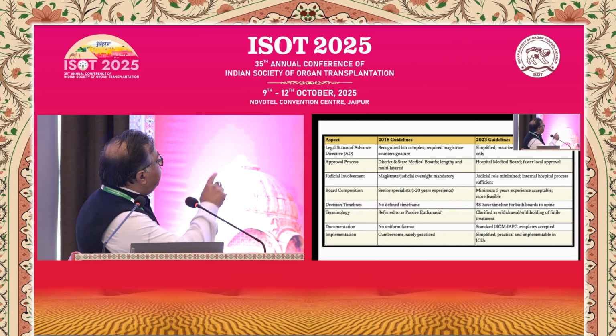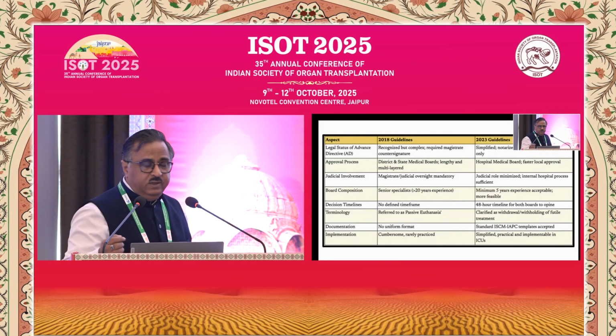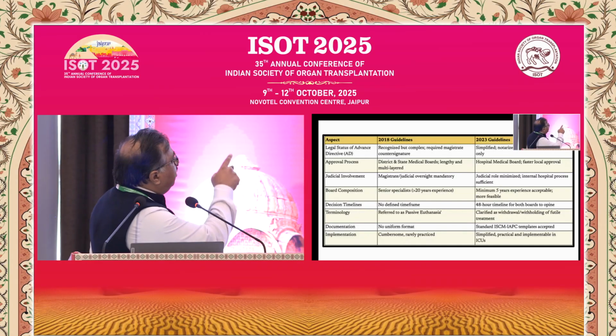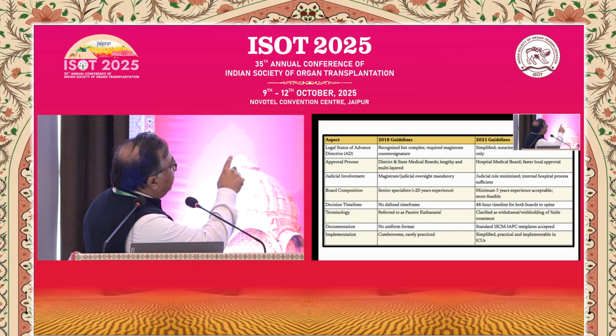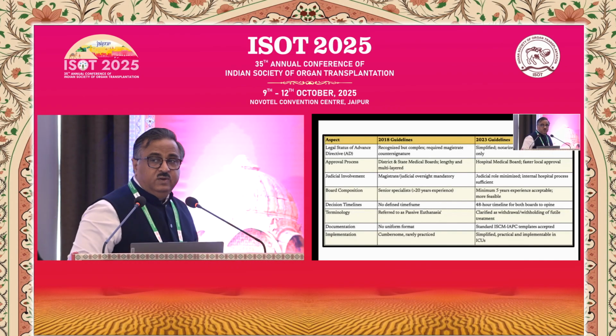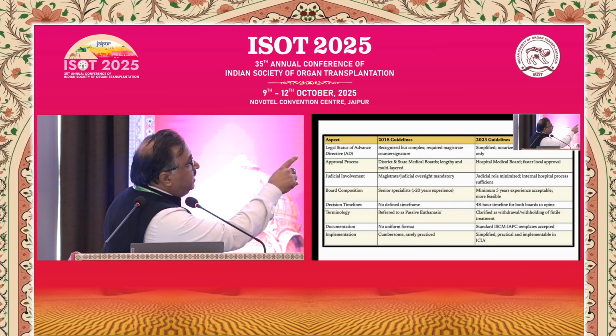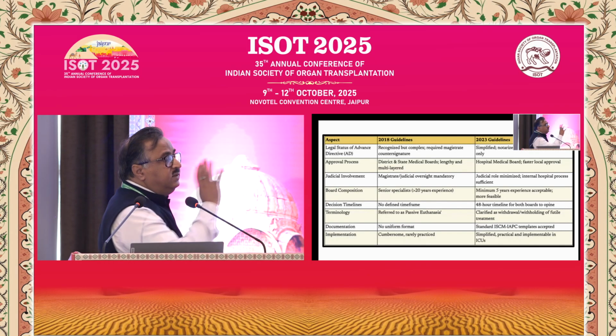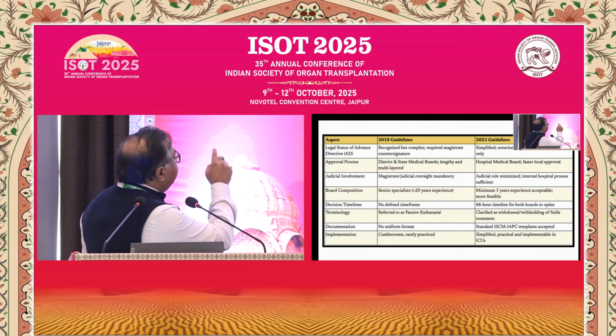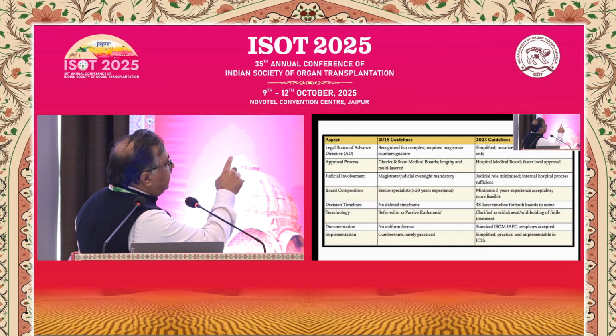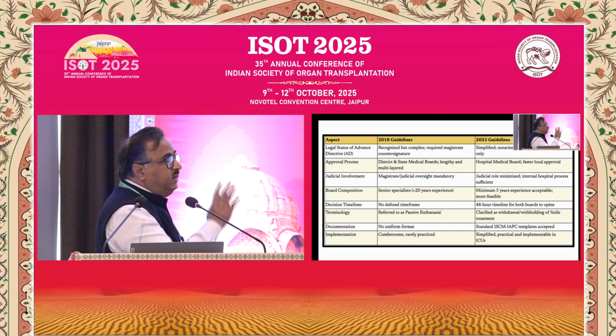So the most important was the, can I have a pointer over? Judicial involvement. You see, in the 2018 guideline, a magistrate was required and judicial oversight was mandatory. But here, the judicial role has been minimized. Internal hospital process is sufficient. And the board composition, initially they used to say more than 20 years of experience.